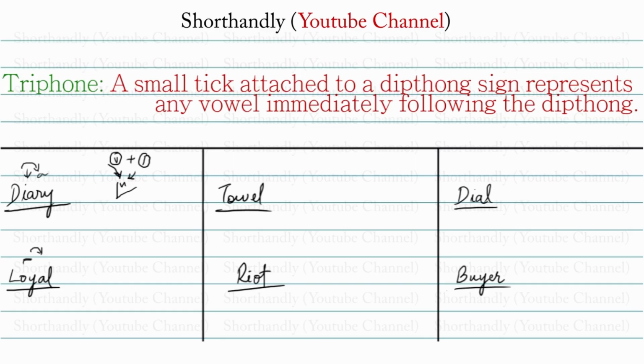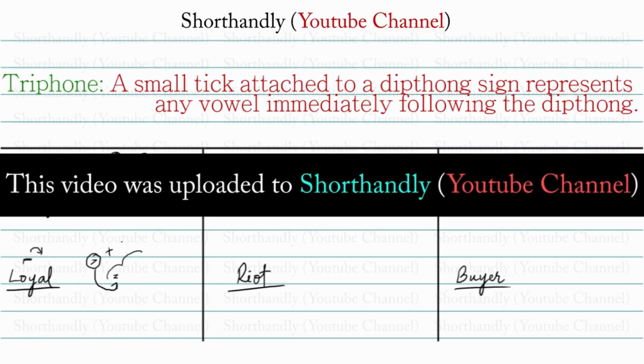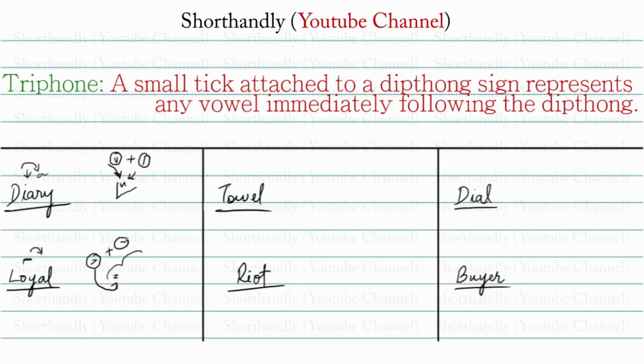So this word loyal will be written like this. Okay, so see, at this part we have first of all this oi diphthong as in enjoy, and then we just attached a small tick to represent the vowel sound also. Alright, so that's how you write the word loyal.